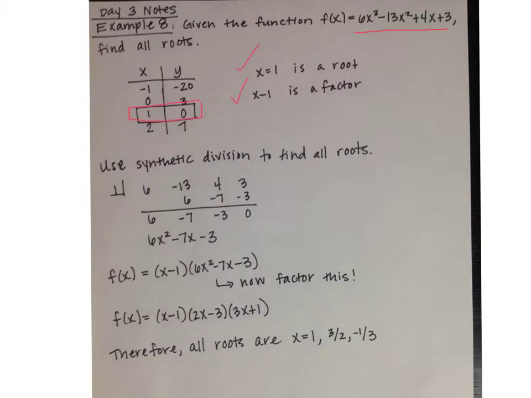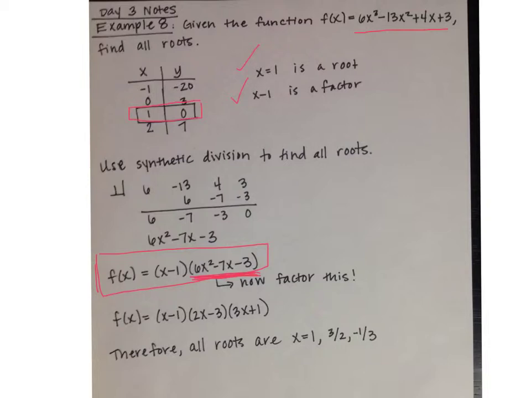In order to figure out what remains when we factor out the x minus 1, we need to use some type of division. So I'm using synthetic division here. If you would rather use long division or use a rectangle in order to figure out what's left, that's totally up to you, as long as you can get to this place right here. So we take our cubic, we divide by x minus 1, and we get 6x squared minus 7x minus 3 left over. Because this quadratic does factor, we want to just go ahead and do so.